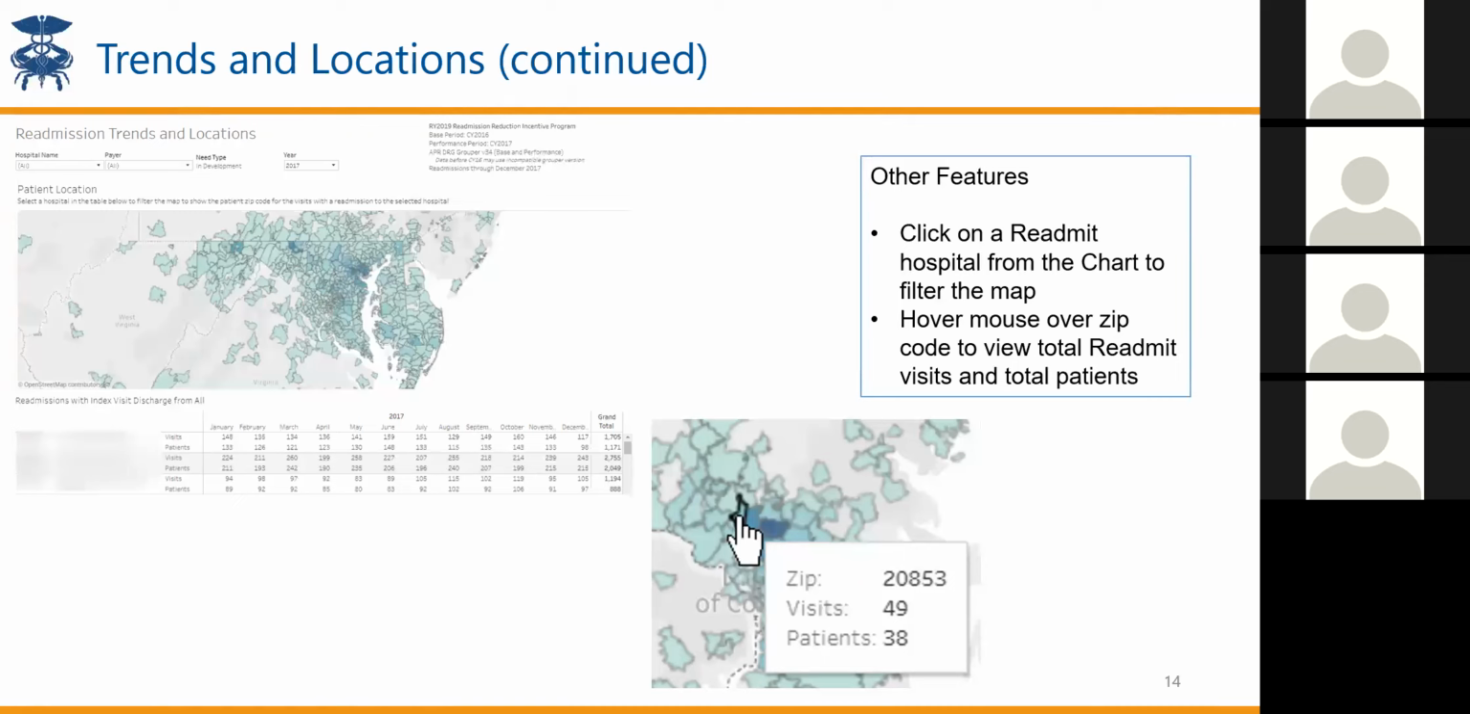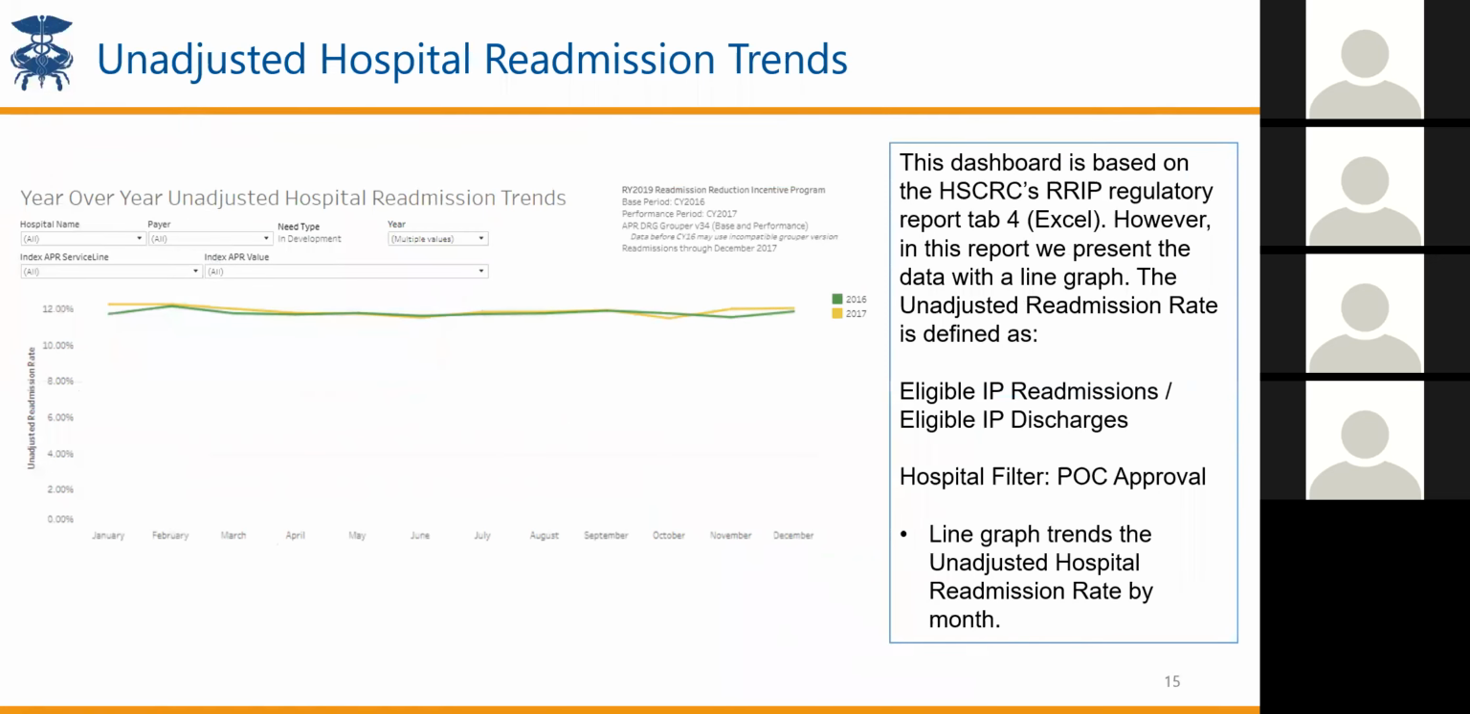So that's the trends and locations report. Next up is the unadjusted hospital readmission trends. Again, another report that ties very tightly to the RRIP Excel report, except that in this report, we present the data with a line graph and also add index APR service line and index APR-DRG codes. So you can filter by the different service lines or DRGs and look at your unadjusted hospital readmission trends. Again, this dashboard is built so that you're only able to see your approved hospital in the hospital filter.